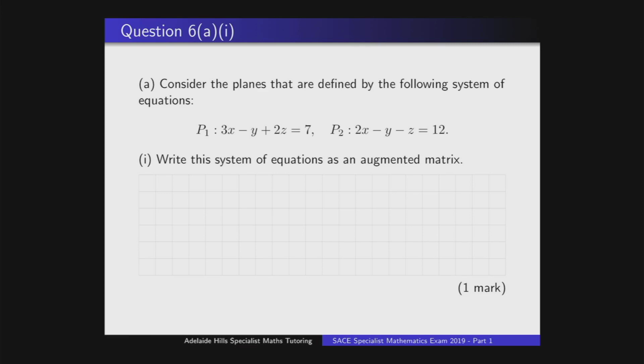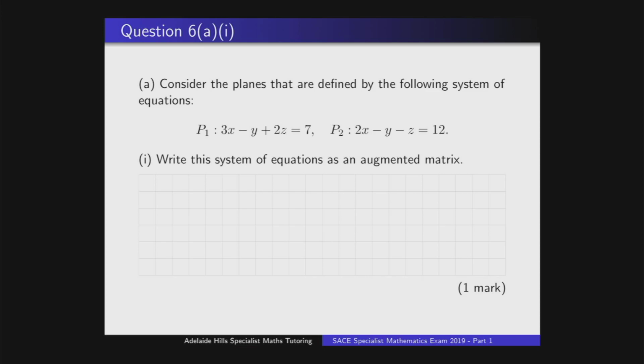Question 6 part A says consider the planes that are defined by the following system of equations, and we're given the equations of two planes. This is just an equation involving x, y, and z, some combination of those terms equaling a constant. We've got the plane P1 and the plane P2, and what we're asked to do in part 1 is just write the system of equations as an augmented matrix.